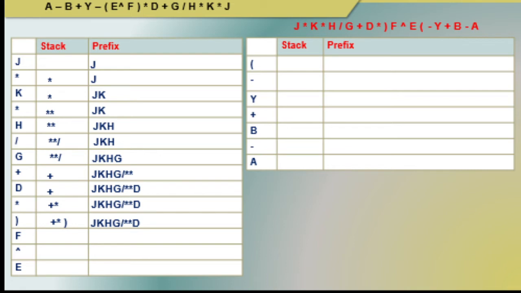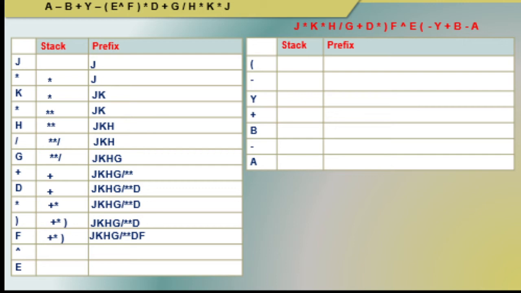Next, we have F operand. It is an operand, so therefore we must write it in our output. The contents of the stack are still addition and multiplication operators and our close parenthesis. And our output now is J, K, H, G, division operator, our two multiplication operators, D, and F operands.